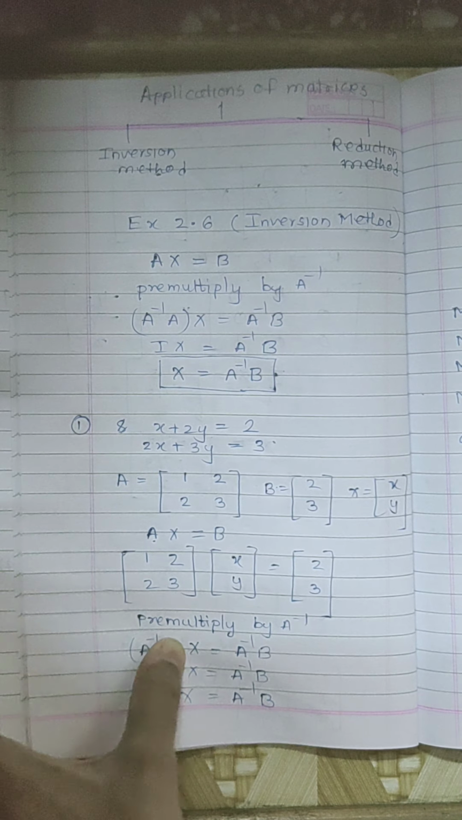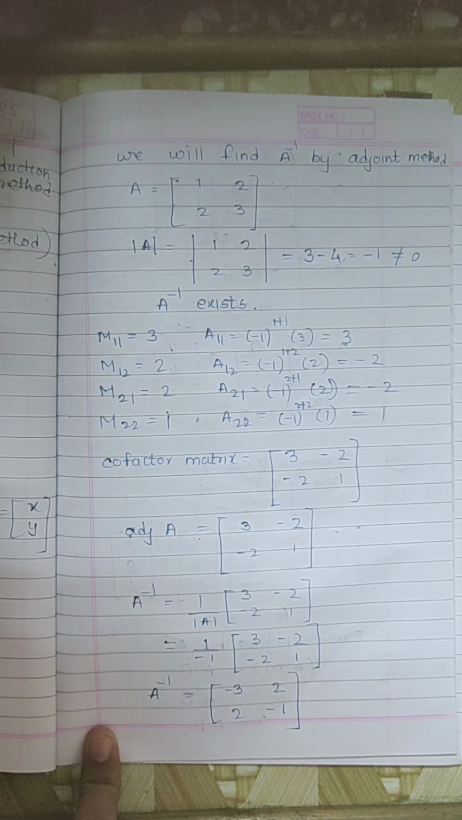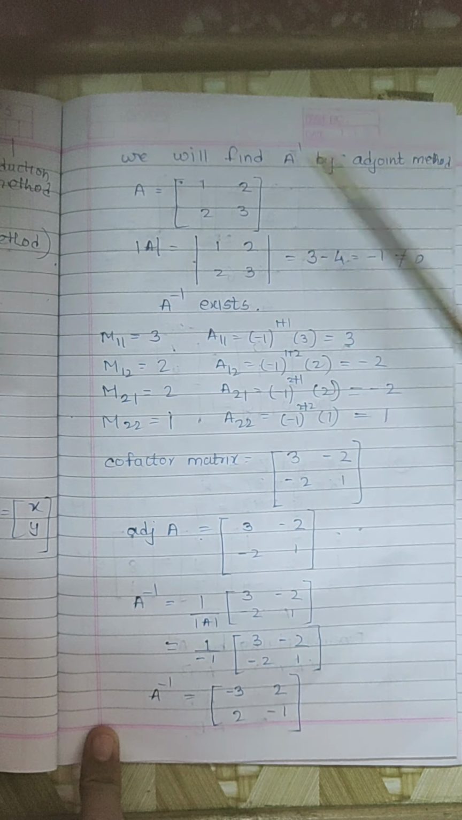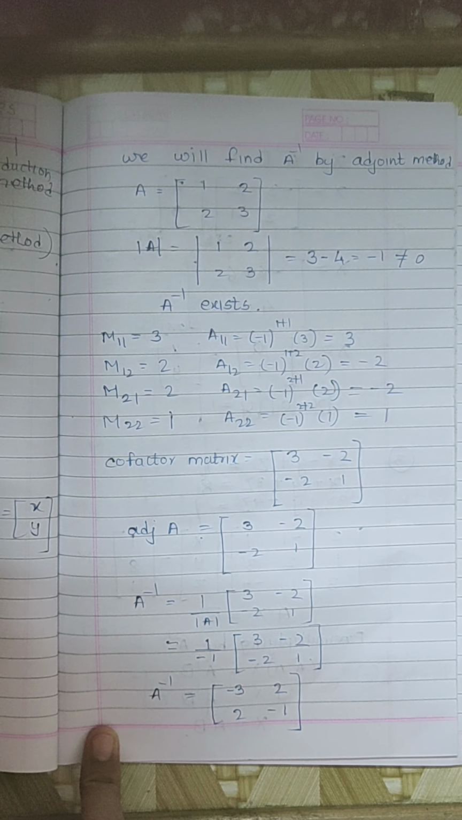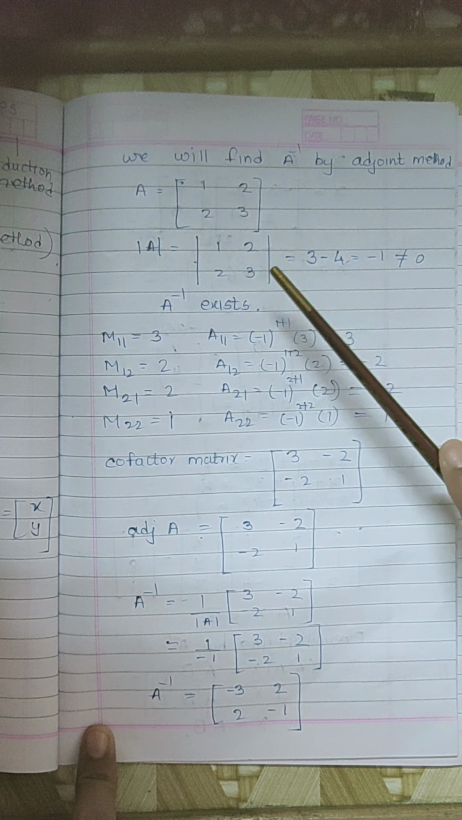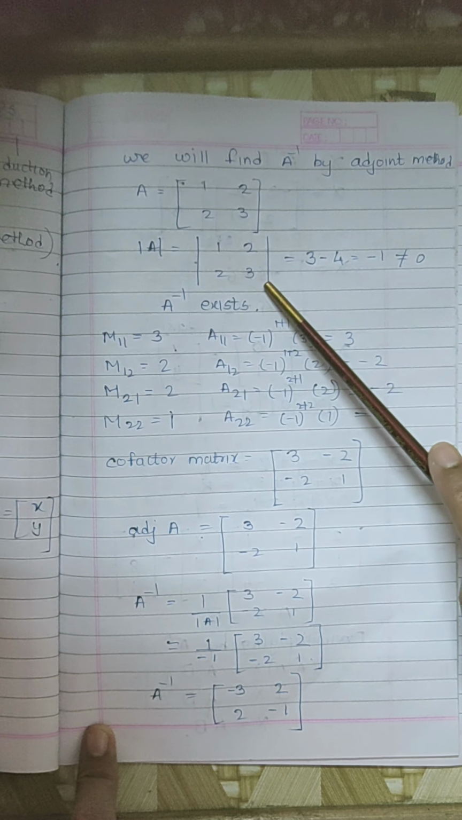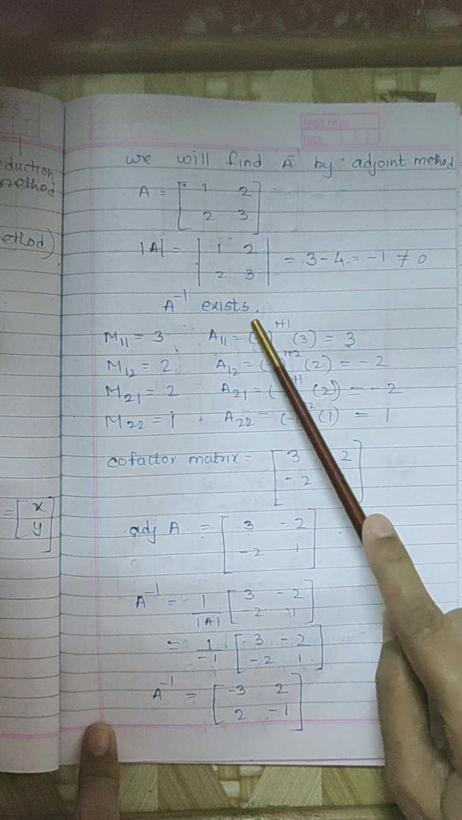So how to find A inverse? We can find A inverse by any method you want, but if you feel it is easy, find it by the adjoint method. First write down matrix A: 1, 2, 2, 3. Then what is our first step? Write the determinant of A and check that it is not equal to 0, then only A inverse exists. The determinant of A becomes -1, which is not equal to 0, therefore A inverse exists.